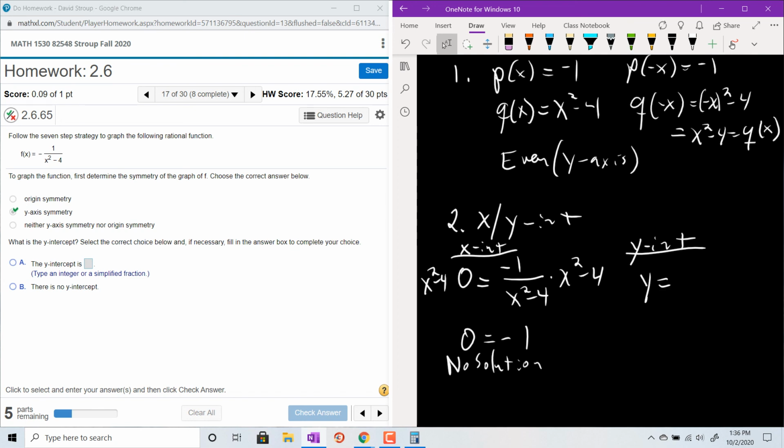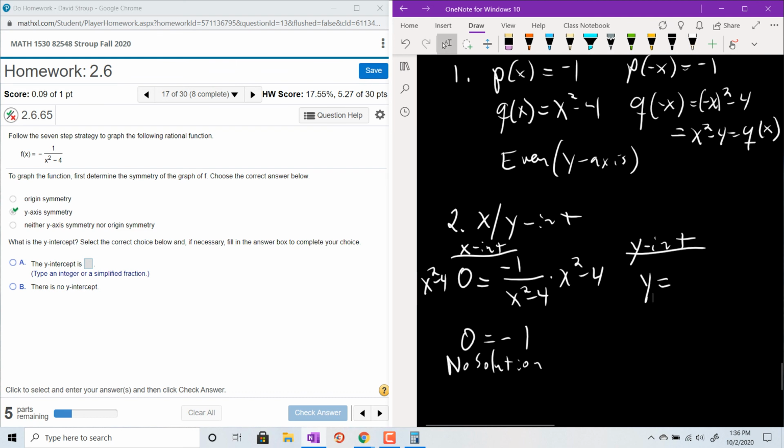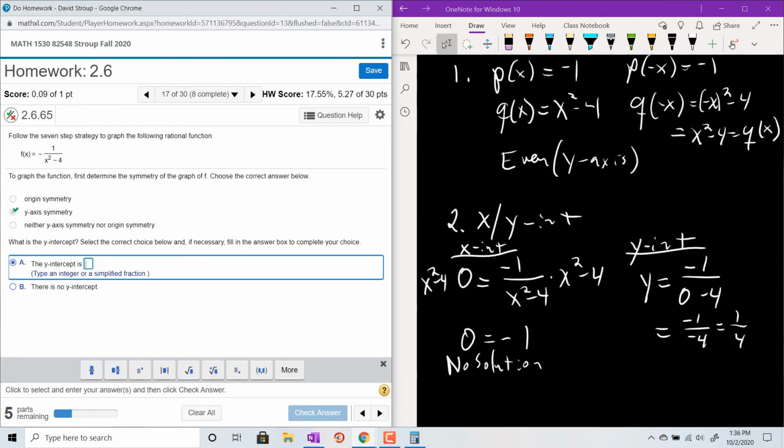For the y-intercept, you're letting x equal 0. So y equals, putting in 0 wherever I see x, negative 1 all over 0 squared minus 4, which is negative 1 over negative 4, which is 1/4. So our y-intercept, at least we have one of those. And the y-intercept is what they want right here.